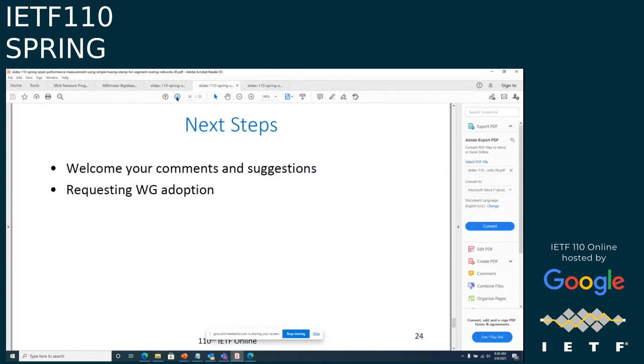So we are requesting working group adoption in the IPPM working group for this one. We are presenting this draft as well in the IPPM session on Friday. We welcome your comments and suggestions, and again, many thanks to all the reviewers who provided comments. Thank you, Rakesh. Are there any questions on either of Rakesh's two presentations? Okay, then thank you very much.